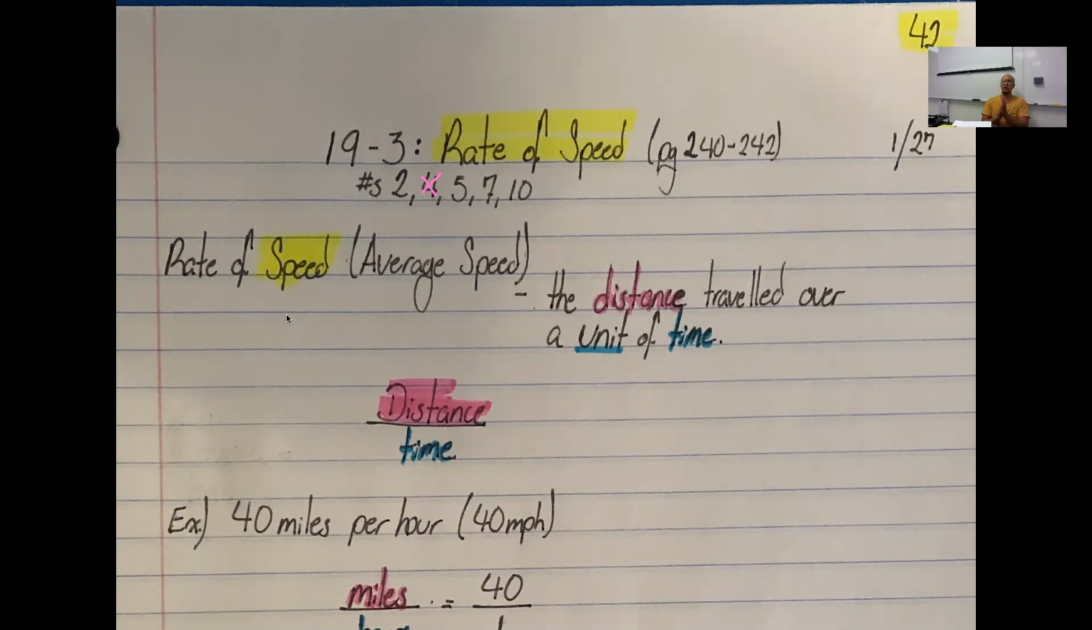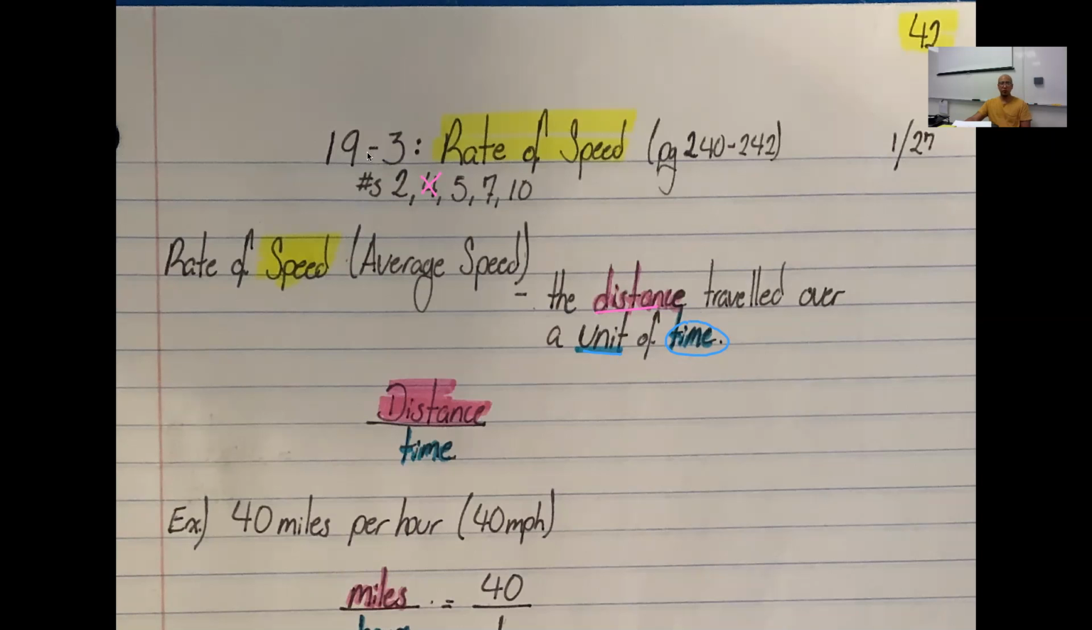And I know that you've been covering this in your science classes, so it's good that you get to have two different perspectives of the same thing. So rate of speed or average speed, and that's essentially two variables. It is the distance traveled over a specific unit of time. And remember, the word unit means one. So the distance traveled over one specified unit of time.